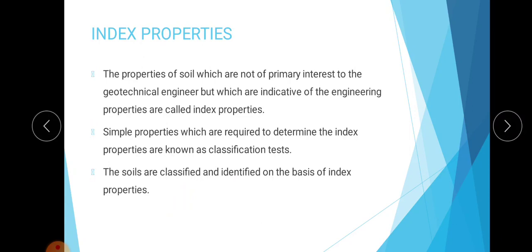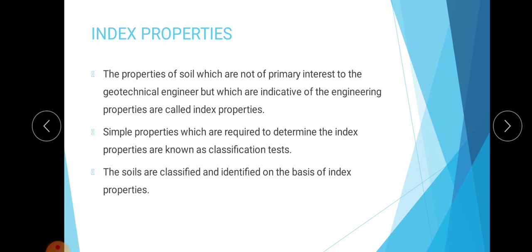Okay, so index property means these are the properties of soil which are not of primary interest to the geotechnical engineer, but these are the indication of engineering properties. That is, these index properties are not much important as far as a civil engineer is concerned, but these index properties are indications for the engineering properties. So the engineering properties are very important for a geotechnical engineer.